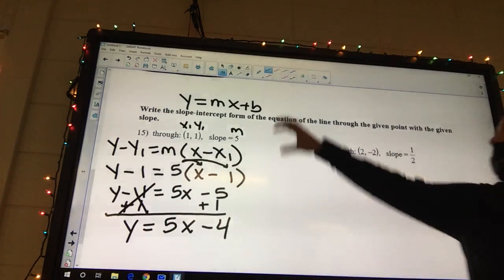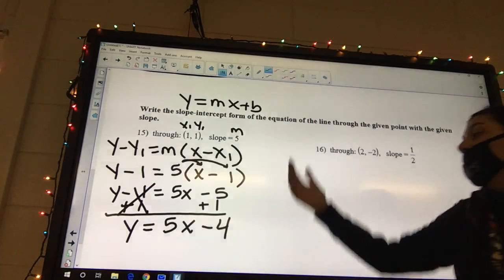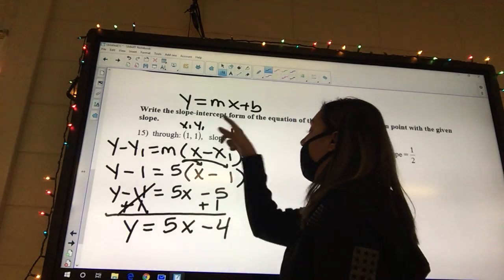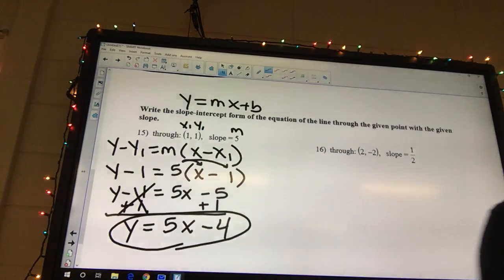Does this look like up here? Yeah, and so it does. We have an x and a y and an equals. So it looks right, so go ahead and circle it. That's how you know when you're done.